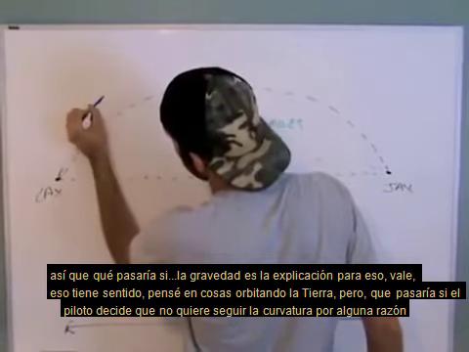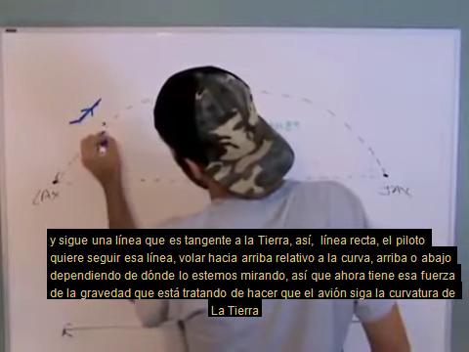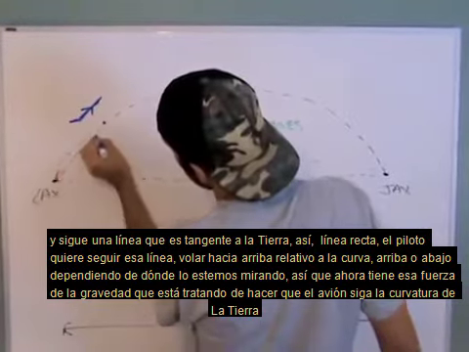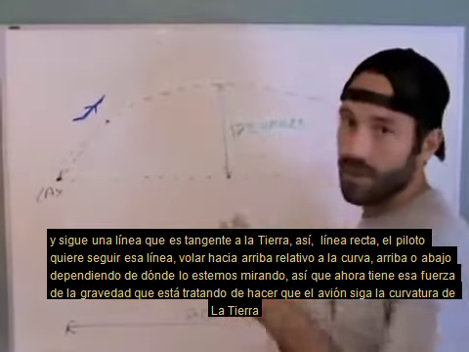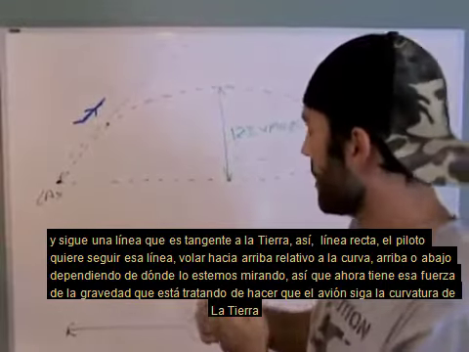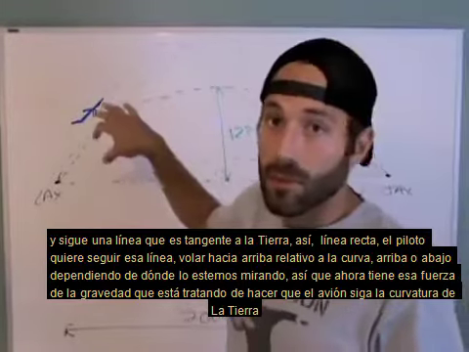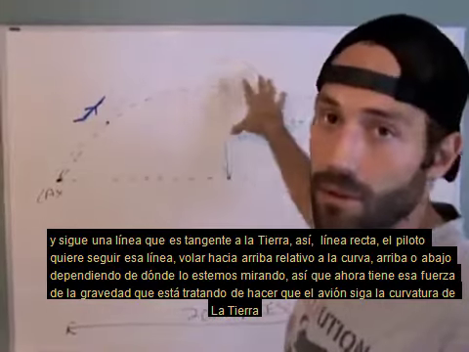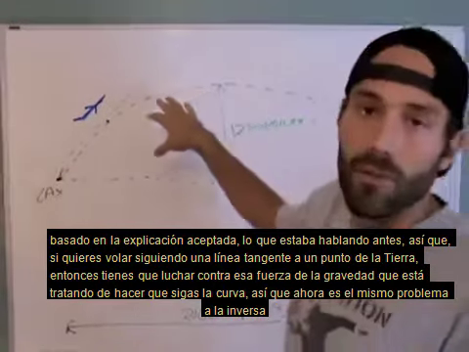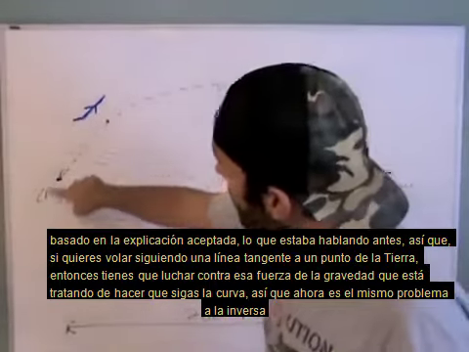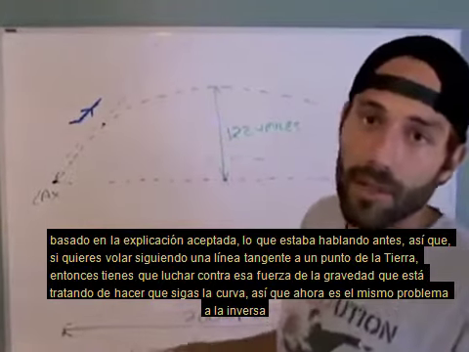What if the pilot decides he doesn't want to follow the curvature of the Earth for some reason, and he wants to follow a line that is tangent to the Earth, like this, a straight line? So the pilot wants to follow that line, he kind of wants to fly up relative to the curve, I guess, or down, depending on which way you're looking at it. But now he's got this force of gravity that's trying to make the plane follow the curvature of Earth, based on the accepted explanation for what I was talking about before. So if you want to fly in a line that's tangent to a point on the Earth, then you have to fight that force of gravity that's trying to make you follow the curve.